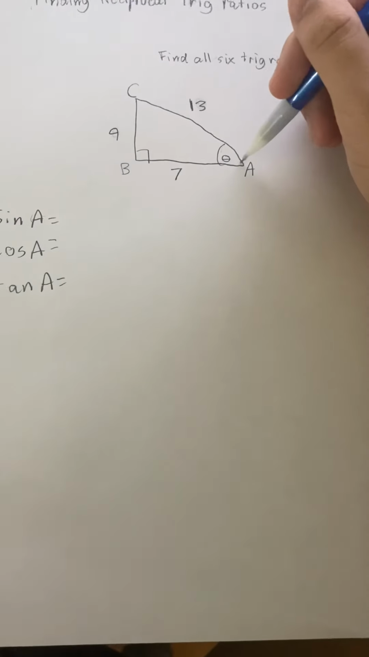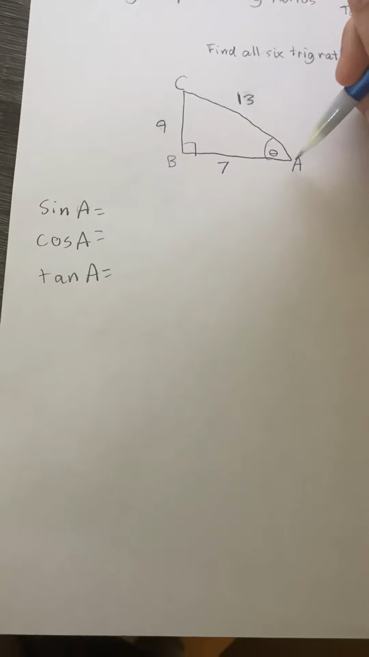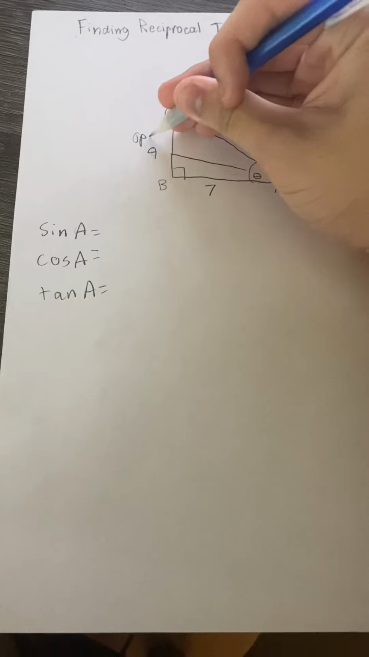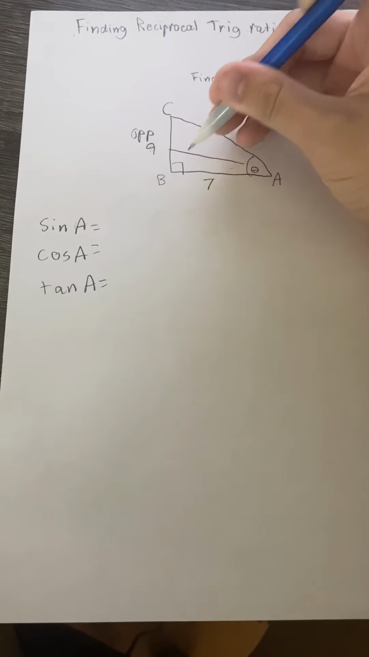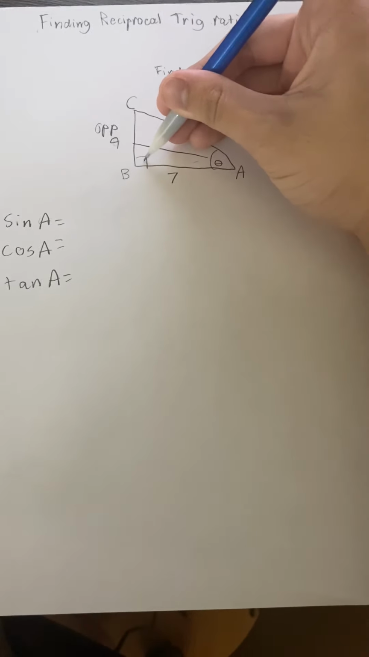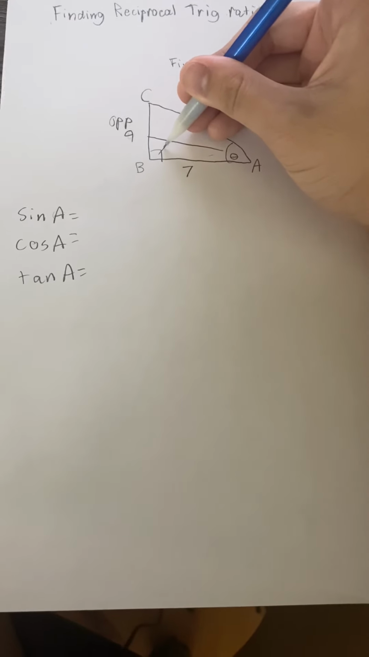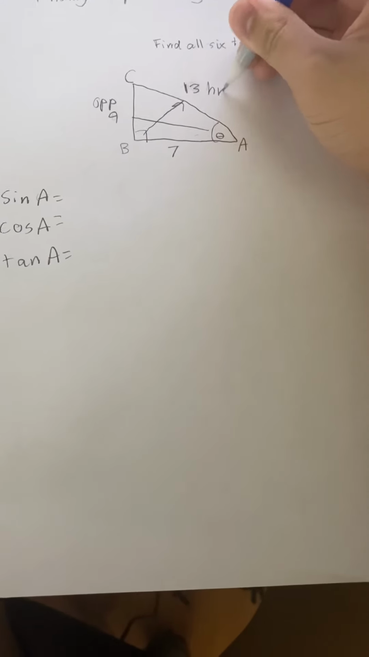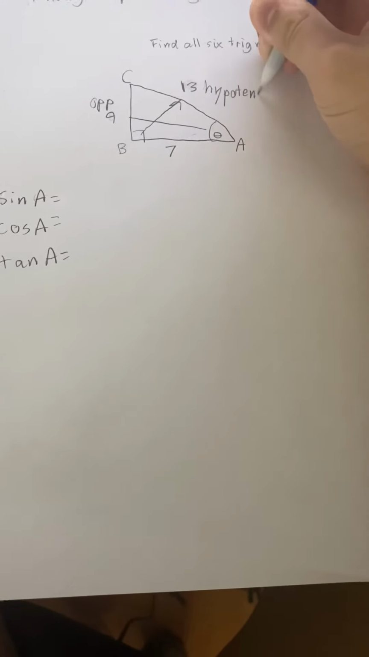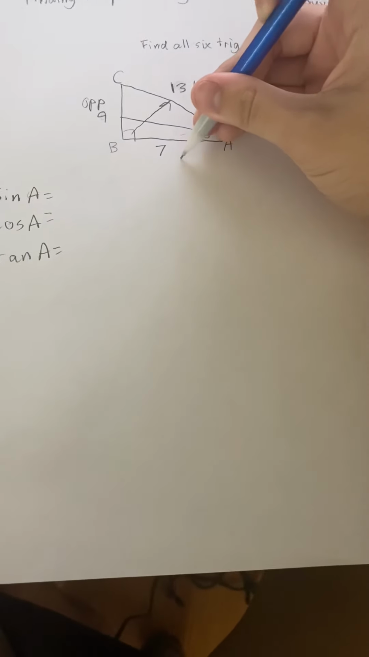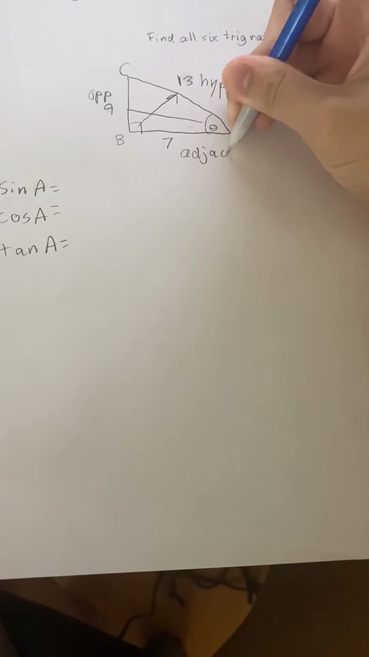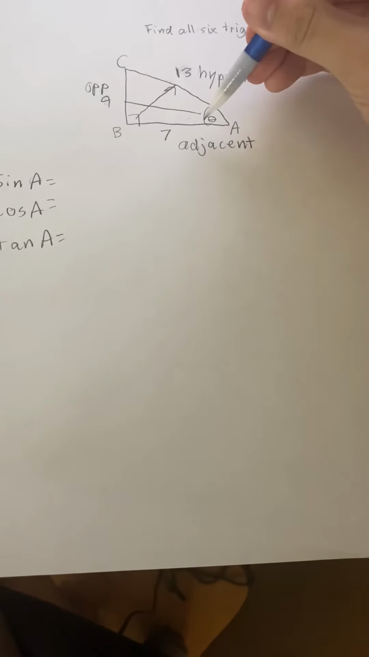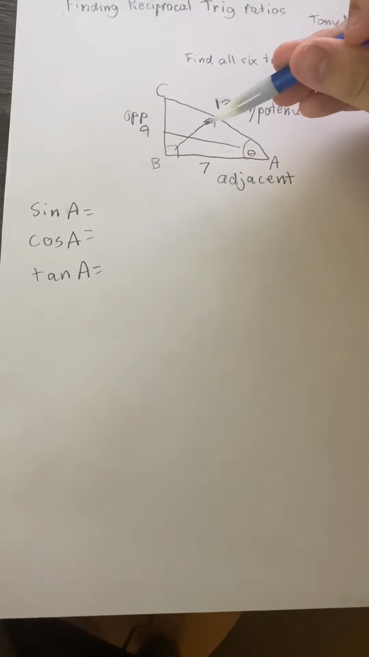To find the opposite, we have to find the side opposite of angle A, which would be this side. Then to find the hypotenuse, it is the longest side. From the 90-degree angle, we just go forward, and this would be the hypotenuse side. Whatever side is left over is adjacent. So now we know that 13 is our hypotenuse, 7 is our adjacent side, and 9 is our opposite.